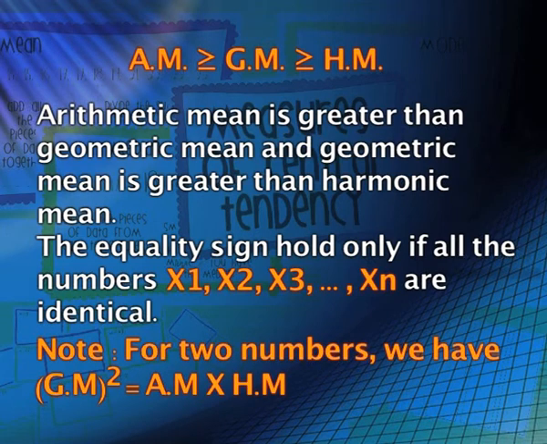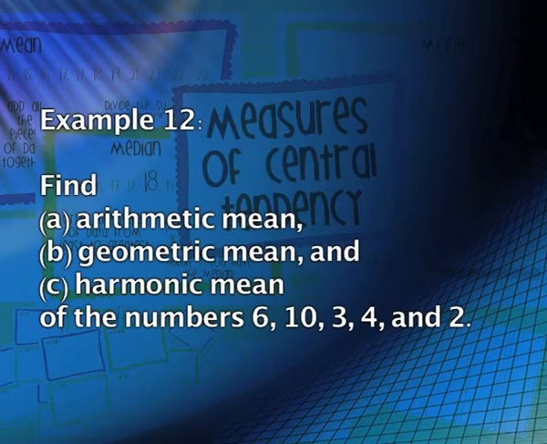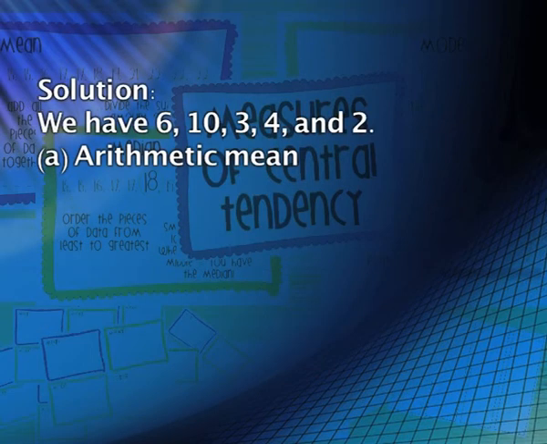Also note here, for two numbers we can have the relation as geometric mean squared is equal to arithmetic mean into HM, harmonic mean. Now let's see an example here. Find first arithmetic mean, second geometric mean, third harmonic mean of the numbers 6, 10, 3, 4 and 2. Now let's see the solution. We have 6, 10, 3, 4 and 2.